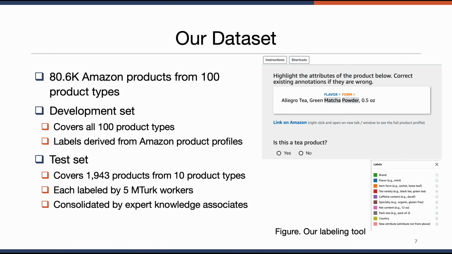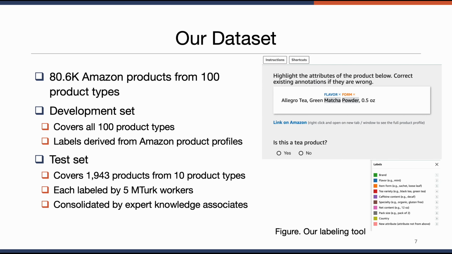There's no open source data set for this problem, so we collected our own data. We collected around 80,000 Amazon products from 100 product types. So those products, they come with text and also some attribute information, although they're not perfect or complete. Otherwise, we don't have to do this project. And we use those available attribute information to build the dev set for evaluation. And more importantly, we also built a test set with human annotation.